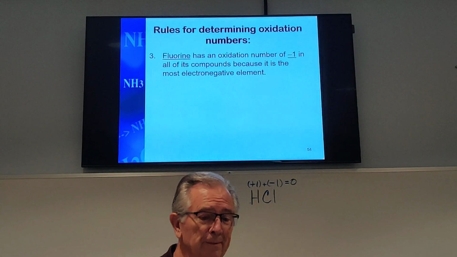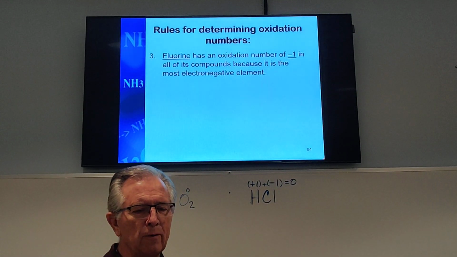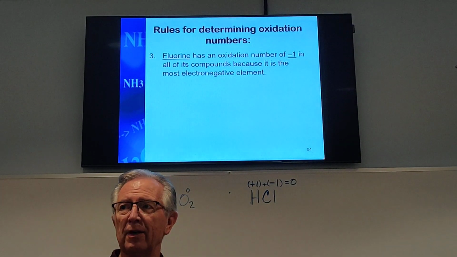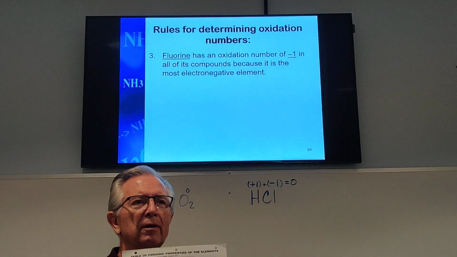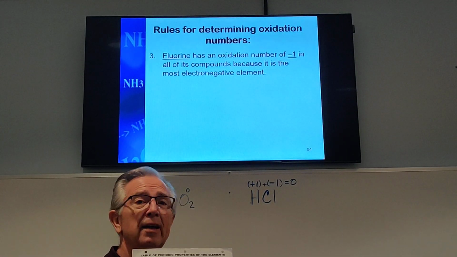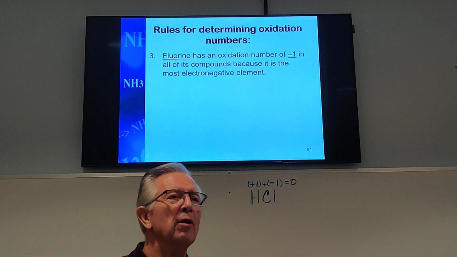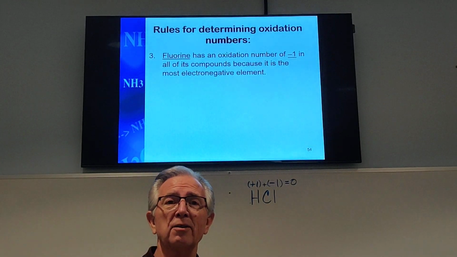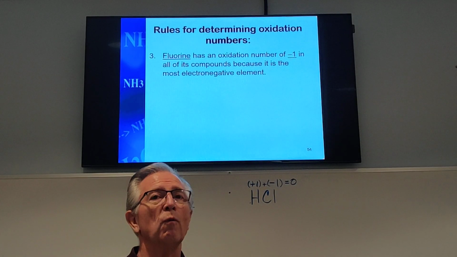Now, fluorine is always going to be -1. What do we know about fluorine's electronegativity? What did we learn about this earlier about fluorine? It has the highest electronegativity. So there's nothing that's ever going to make it positive, because it's the highest electronegative. So fluorine will always be -1.